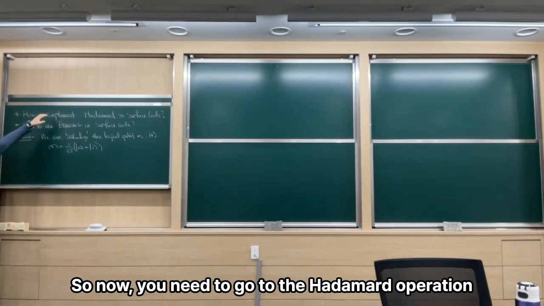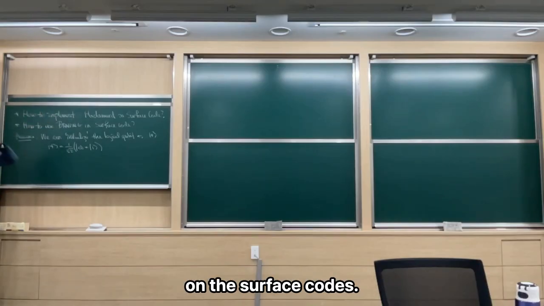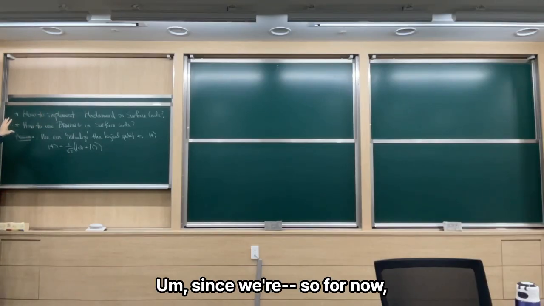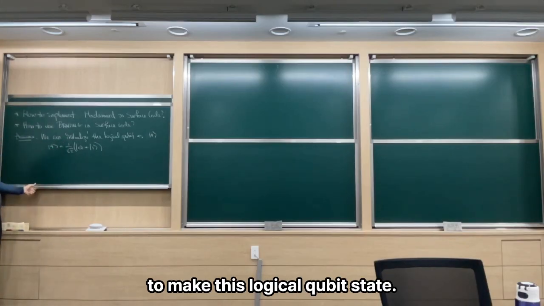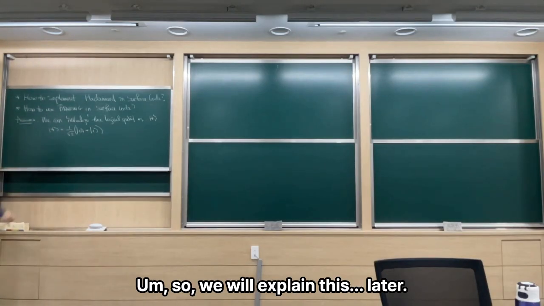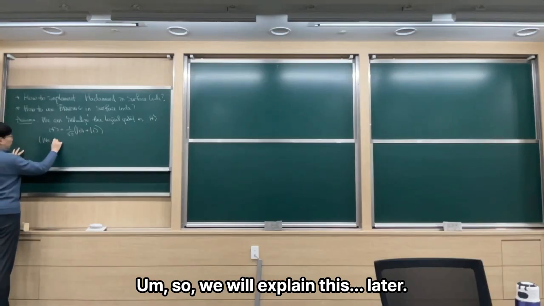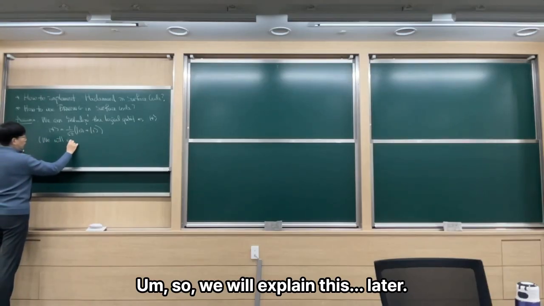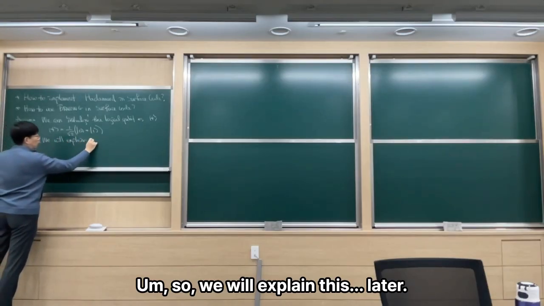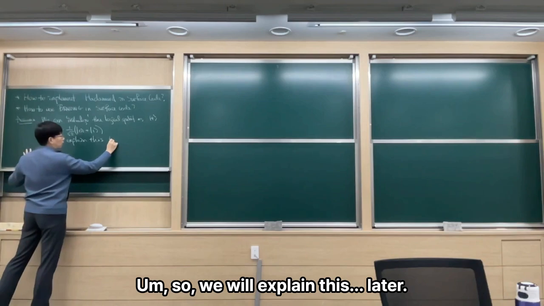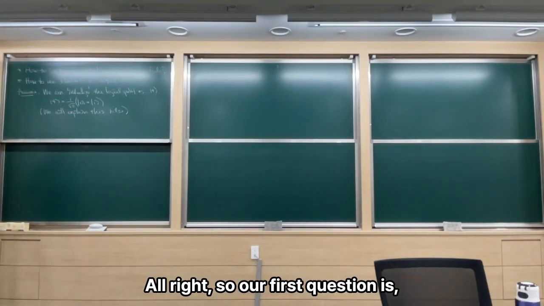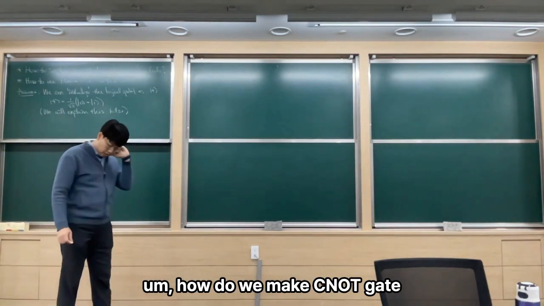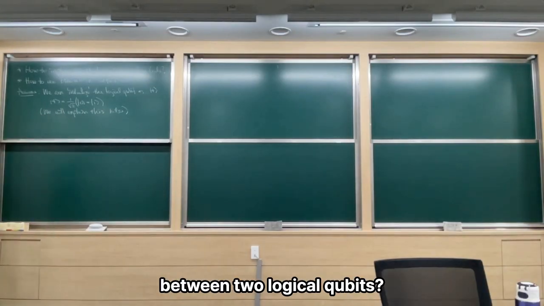So now you need to go to the Hadamard operation on the surface code. For now, we're going to assume that we have some, whatever that is, Hadamard operation to make this logical qubit state. We will explain this later. All right, so our first question is, how do we make a CNOT gate between two logical qubits?